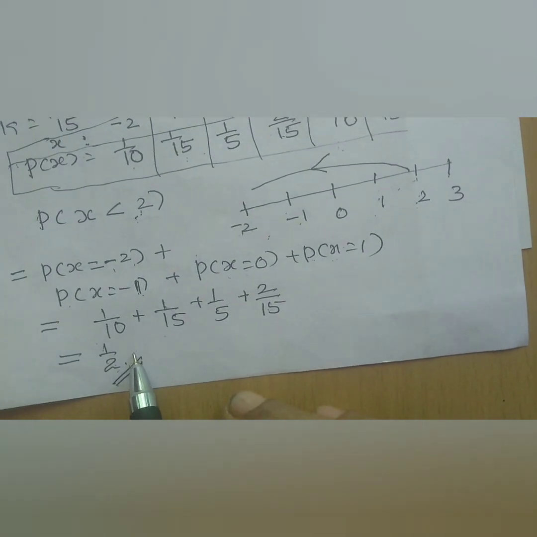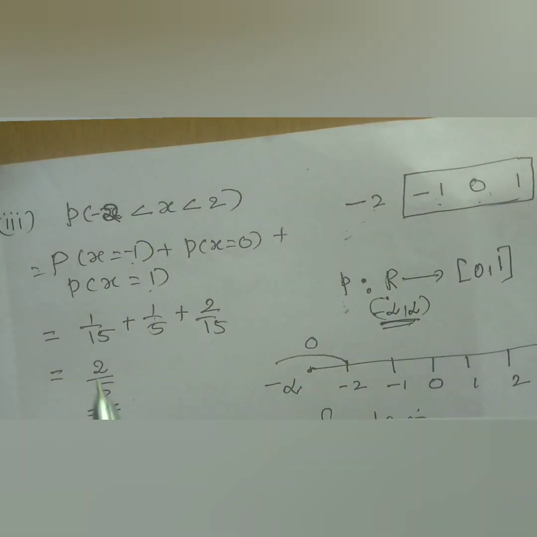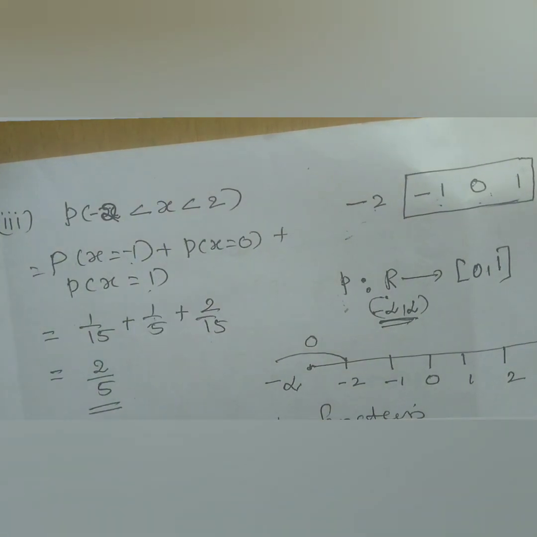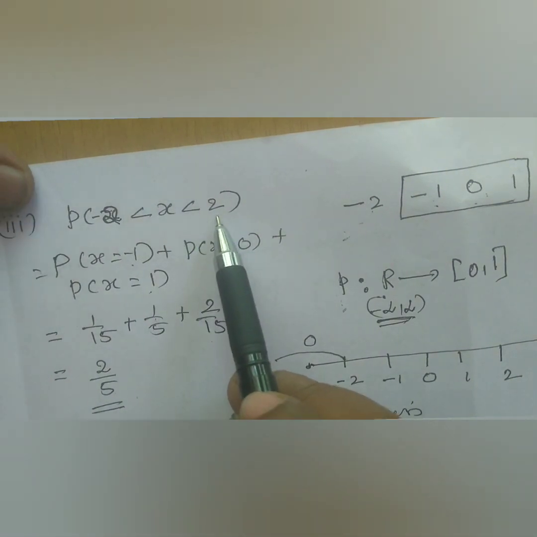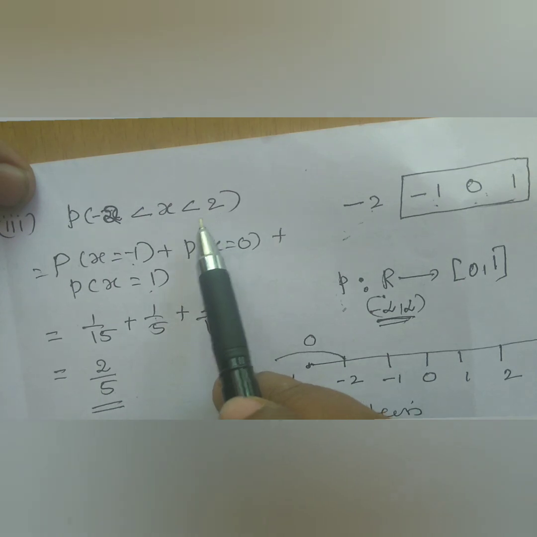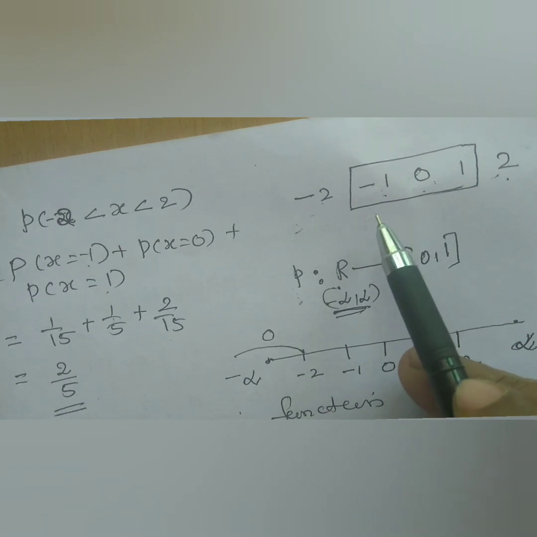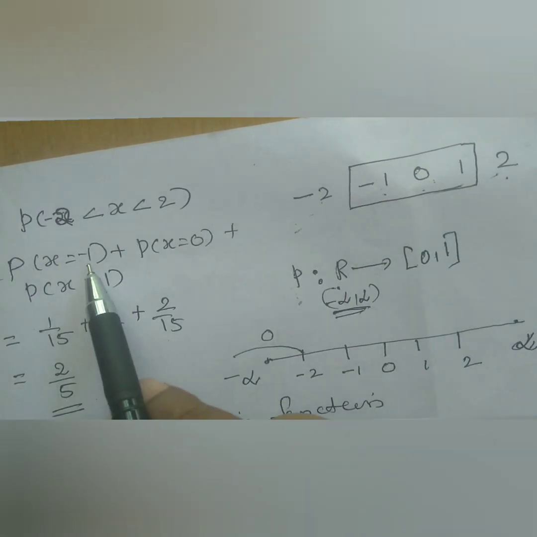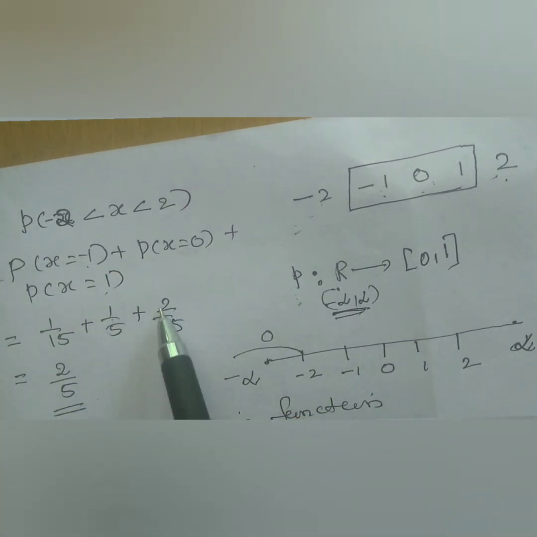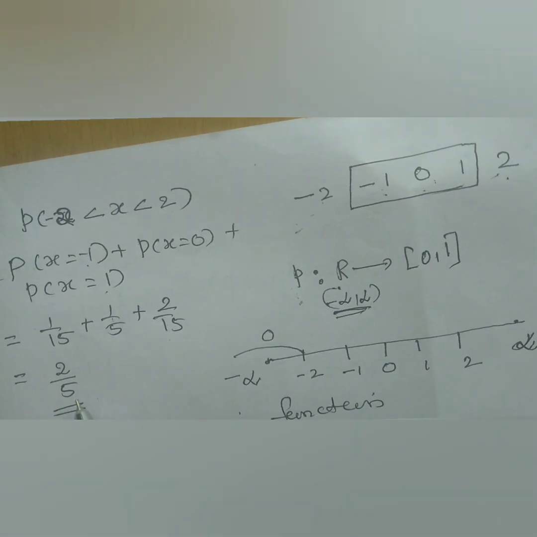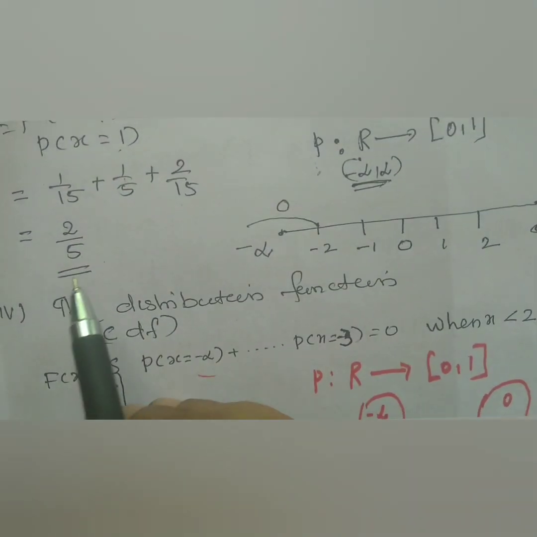So your answer should lie between 0 and 1, because probability of minus 2 less than x less than 2. That is, the values lie between minus 2 and plus 2. Here minus 2 and plus 2 are excluded. So the values are minus 1, 0, 1. And we can take its corresponding probabilities. That is, for probability of x is equal to minus 1, 1 by 15, x is equal to 0, that is 1 by 5, and x is equal to 1, 2 by 15. The resultant value is equal to 1 by 15. Sorry, 2 by 5.